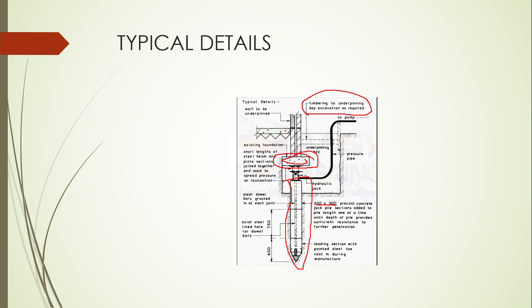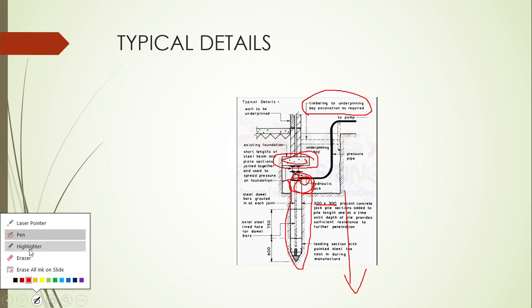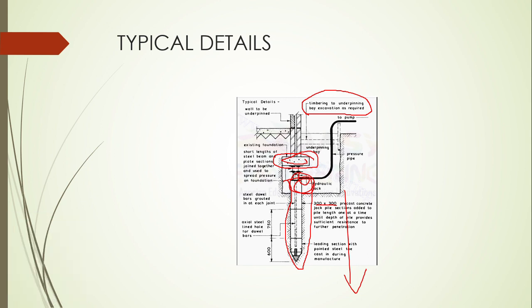In this method, a pressure pump is used to apply pressure onto the hydraulic jacks, forcing them downwards to the substrata. Yes, that's the typical details of the jack pile underpinning method.